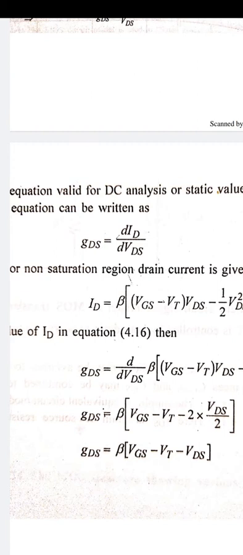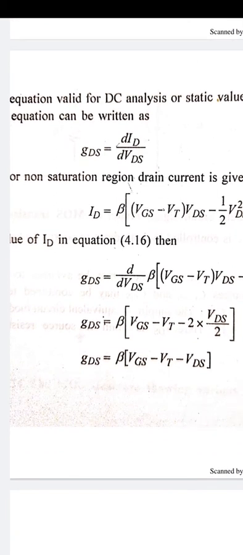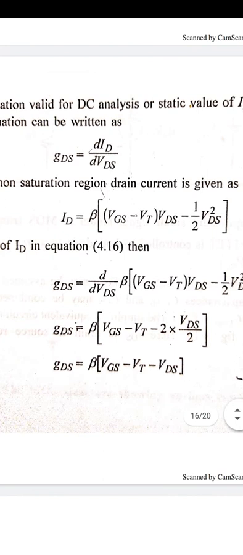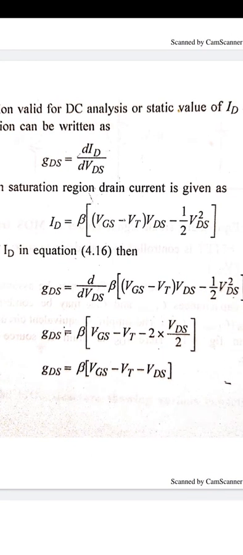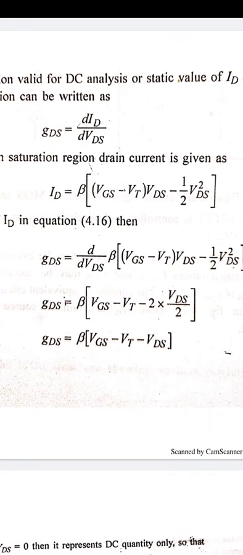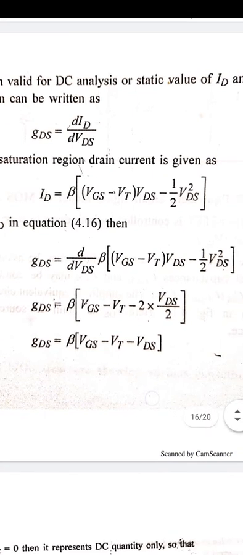So in this case, when we differentiate with respect to drain to source voltage, ID is equal to beta times (VGS minus VT) into VDS minus half VDS squared. When we differentiate it, I will put the differentiation here: GDS is equal to beta (VGS minus VT minus VDS). So GDS is equal to beta into (VGS minus VT minus VDS), which shows the conductance value in the non-saturated or linear region.